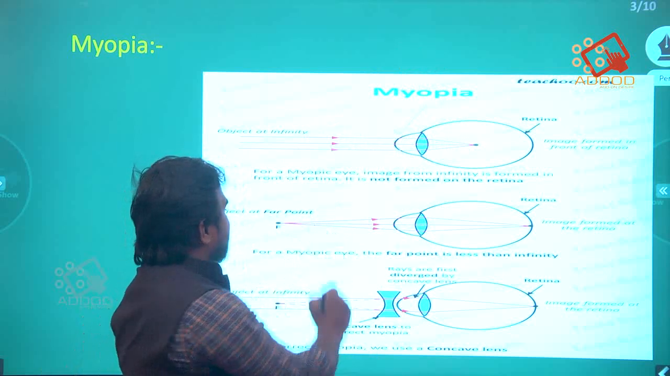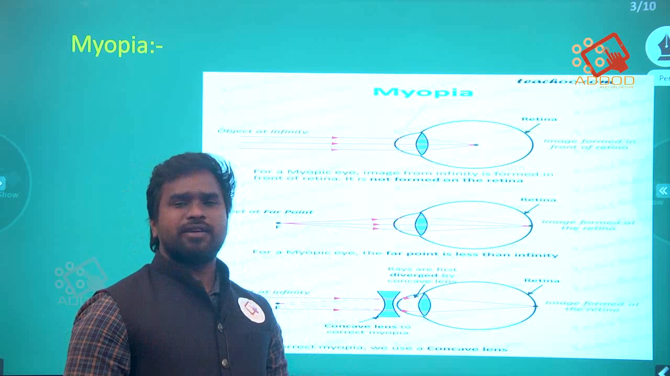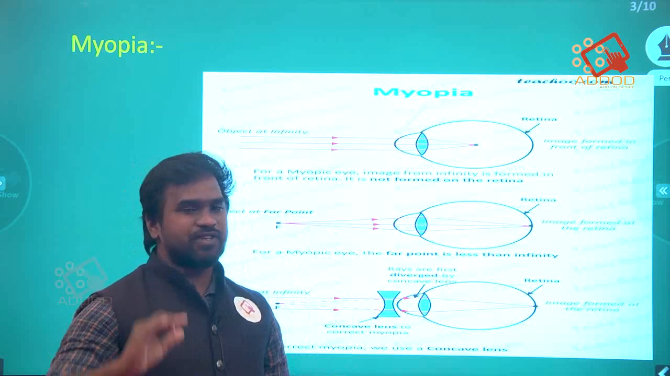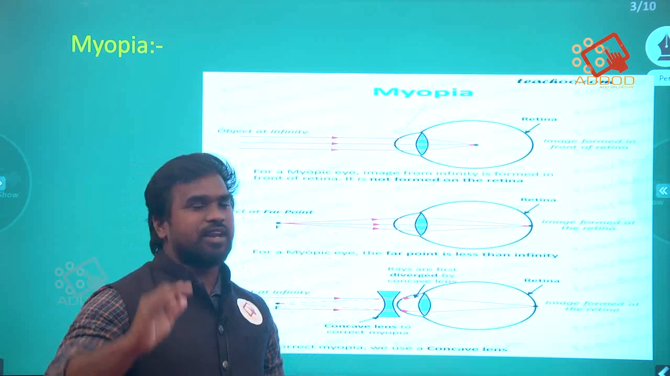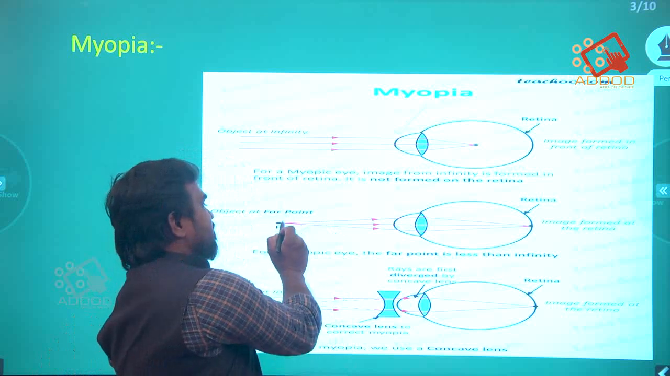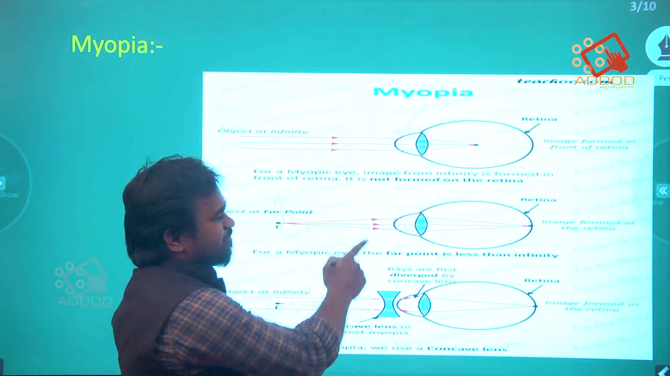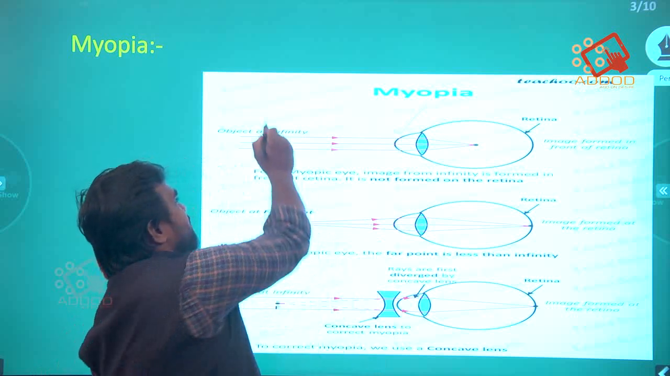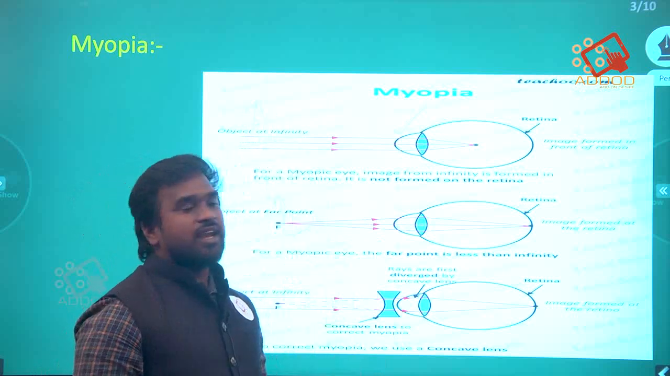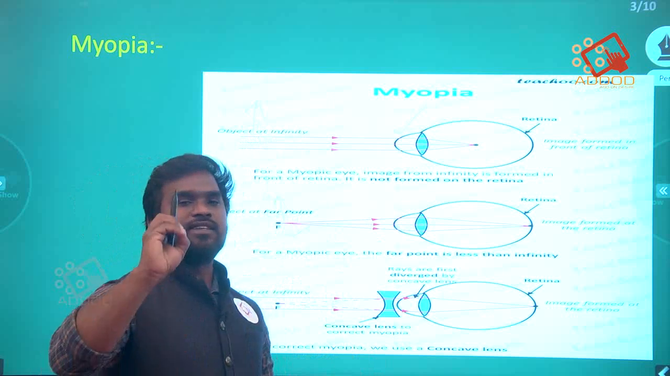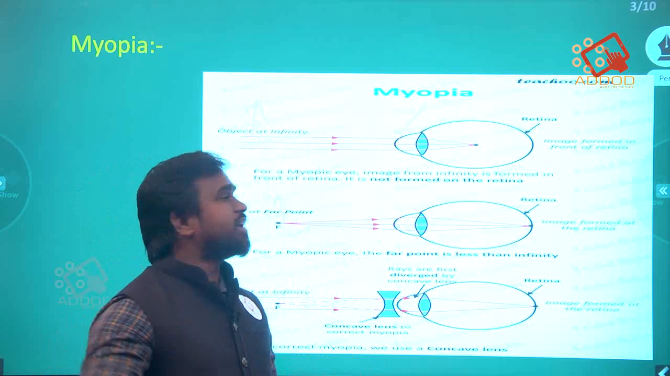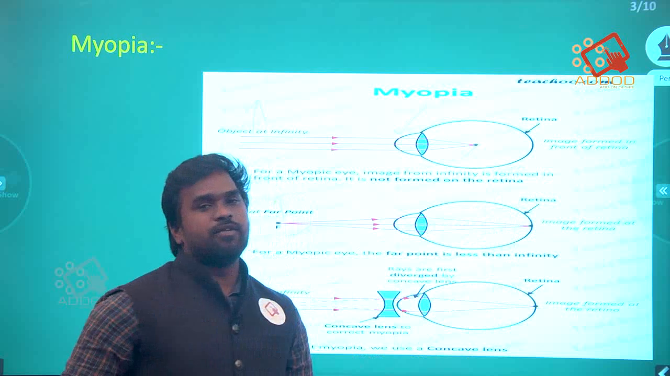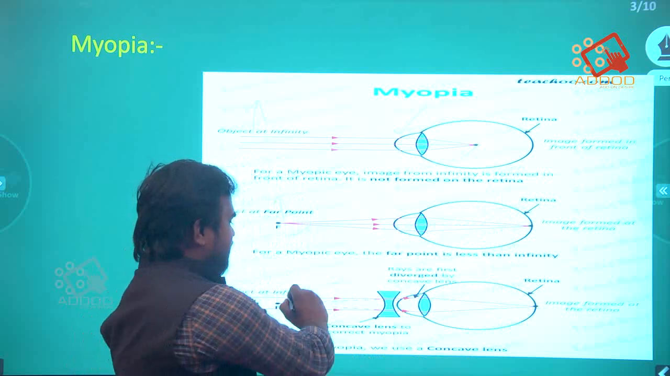The next diagram explains the far point. What is the far point? The point of maximum distance at which the eye lens can form the image on the retina. This is the far point. If you keep the object at the far point, the eye lens forms the image exactly on the retina. If you keep the object at infinity, the eye lens cannot form the image exactly on the retina. It forms the image before the retina.